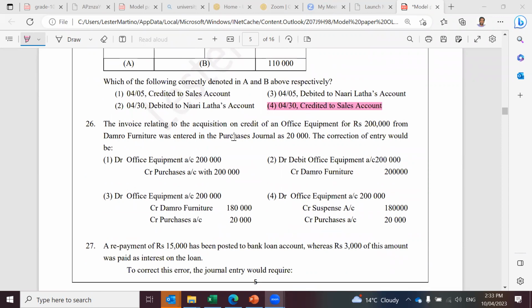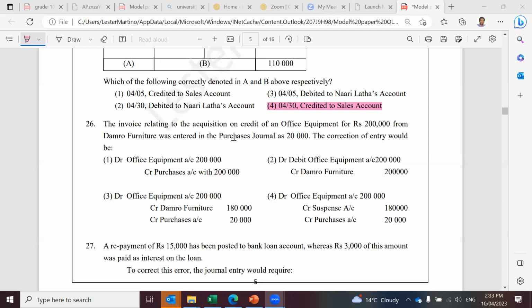The invoice relating to the acquisition on credit of an office equipment, rupees 200,000 from Damro Furnitures, entered in purchase journal. The correction of entry would be, so now let's have a look. Office equipment you bought from Damro for 200,000 has been recorded in purchase journal. So if you purchase any non-current assets on credit basis, that should be recorded in general journal. But apparently you recorded it in the purchase journal. So then what will happen?